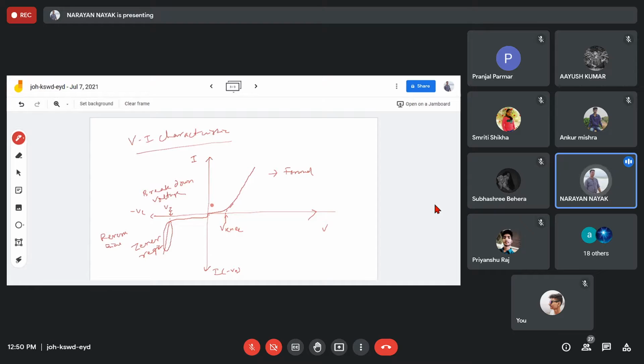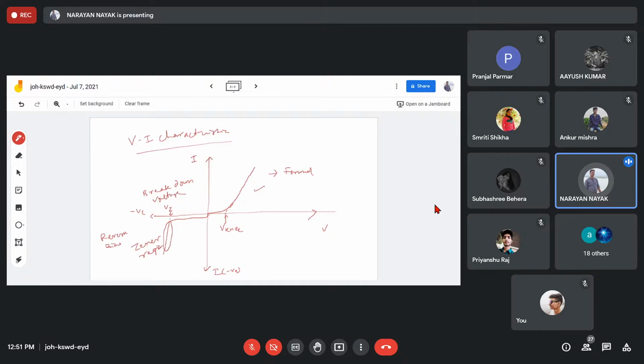Okay. Now what will happen here? You see in the VI characteristic, as the diode is operating in forward bias, the current value will increase exponentially with respect to voltage in the forward bias region. But in the reverse bias region, what will happen? Clear? Because we have to apply the negative voltage to the positive terminal of the diode. Okay. So what will happen there?